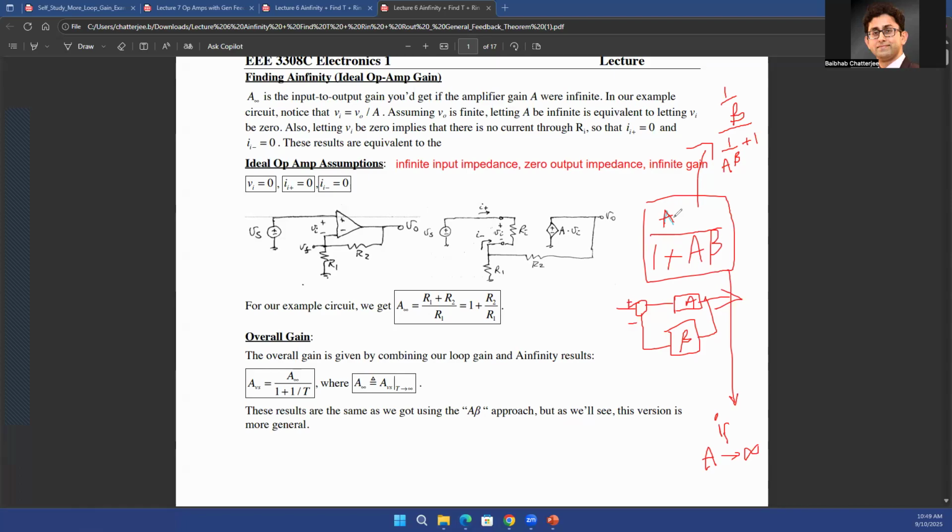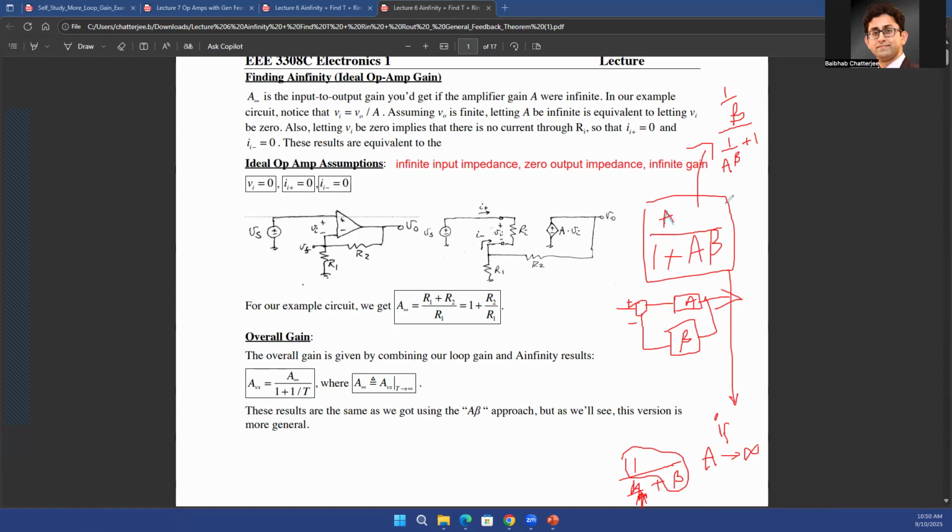Why? Because you can divide your numerator and denominator by A. So on the numerator, you'll have 1. In the denominator, you have 1 upon A plus beta. Now, you already know that A is tending towards infinity, so 1 upon A will be almost equal to 0. You can just ignore this part. So what you're left with is just 1 over beta. That's the overall gain of the feedback network with the feedback, if A is tending toward infinity.